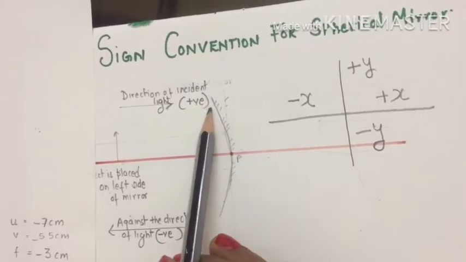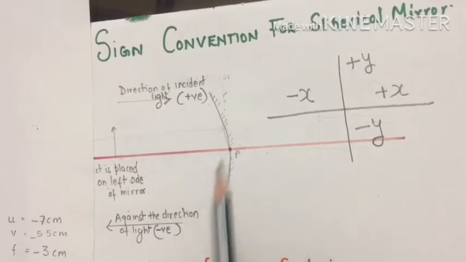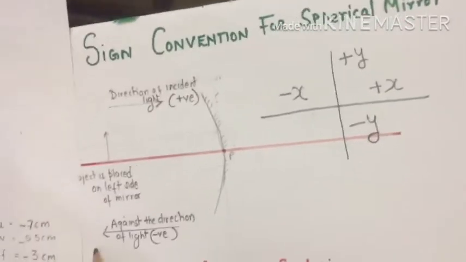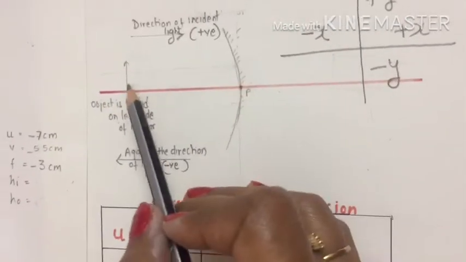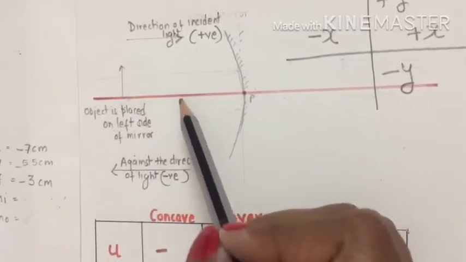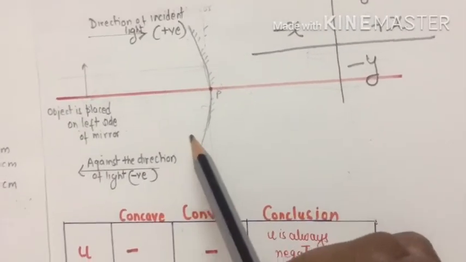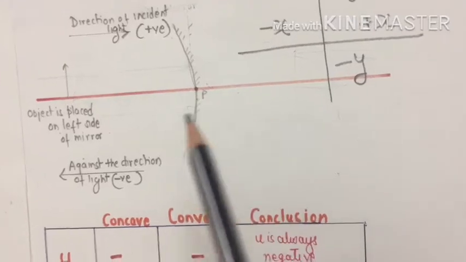Direction of incident light is taken as positive. Against the direction of incident light, we take that direction as negative. Above the principal axis is positive. Below the principal axis is negative. So many things I have said just now, but it will become very simple if you just understand this.